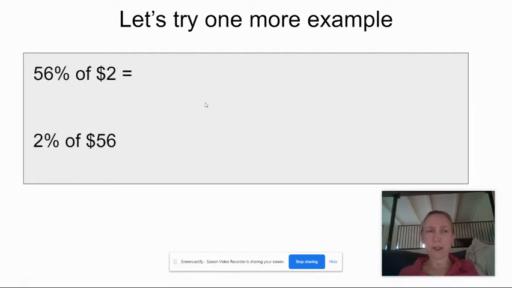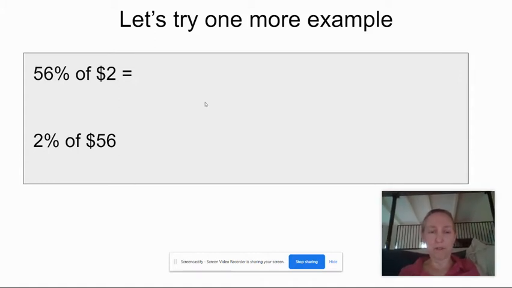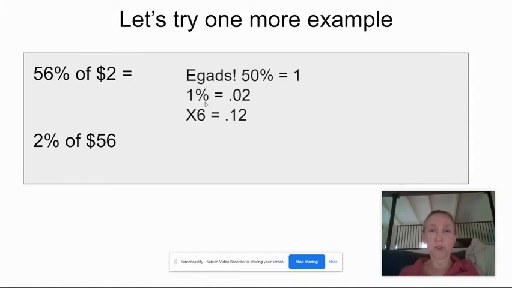Yuck. 56% of 2 or 2% of 56? I know I'd rather do 2% of 56 because I can do that really easily. But we got to slog our way through this. So let's find 50% and then let's find 1% and let's multiply it by 6 and add all that together. So 50% is 1 because that's half.